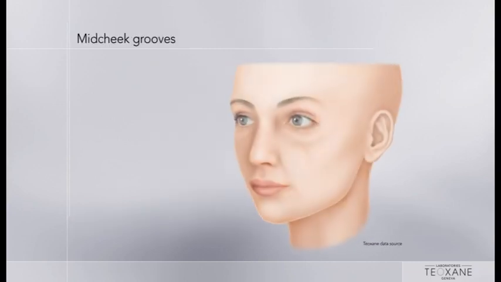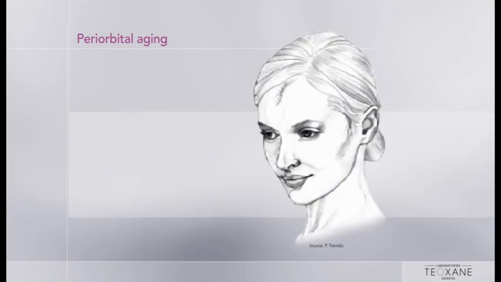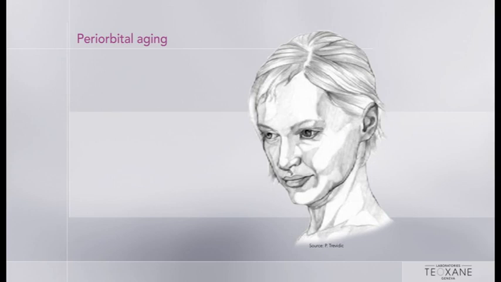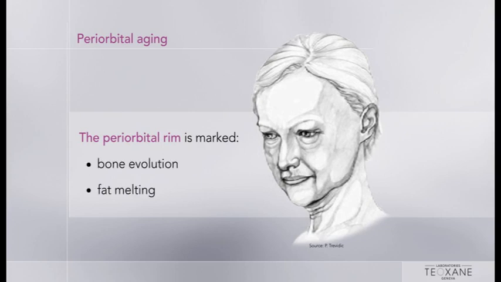With age, 3 grooves appear: tear trough, palpebromalar groove, and the mid-cheek groove. The knowledge of the suborbital anatomy is essential in order to understand this delicate area. Periorbital aging starts early, around 30 years old, increases, and then stabilizes around 65 years old. The periorbital rim is mainly marked by the phenomenon of bone resorption and fat melting.